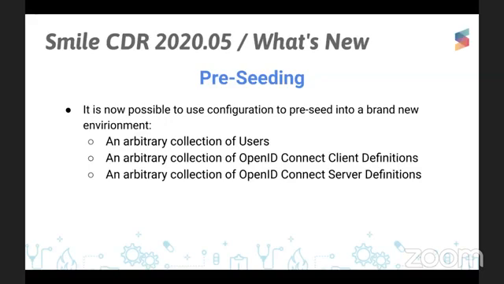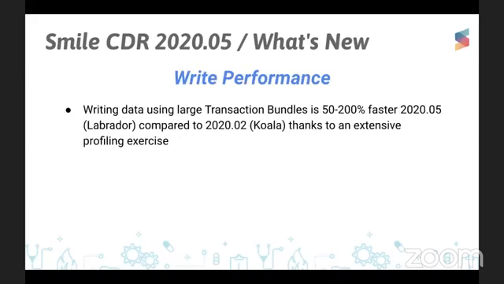So it's now possible via configuration to seed a collection of users if you need, to seed a collection of client definitions for OpenID Connect or SMART, and to seed a collection of server definitions for OpenID Connect and SMART. So that will be useful to people who are trying to create replicable environments or move configuration from one environment to another. Raw performance, as always, has seen a great deal of improvement.